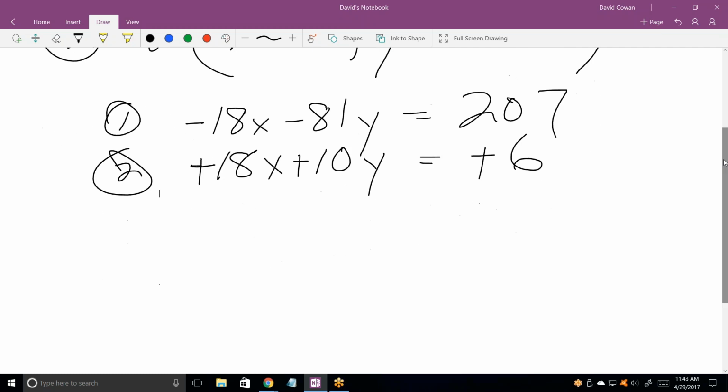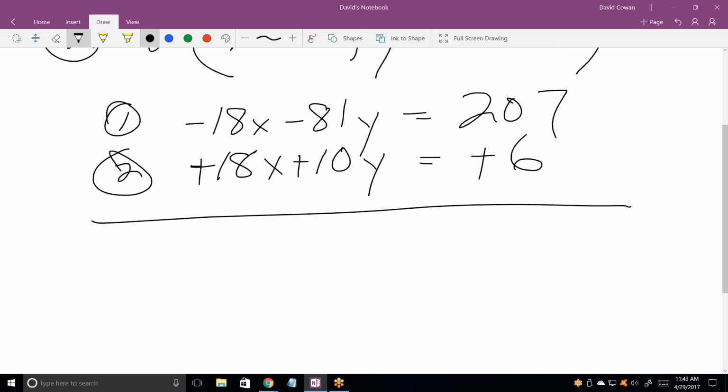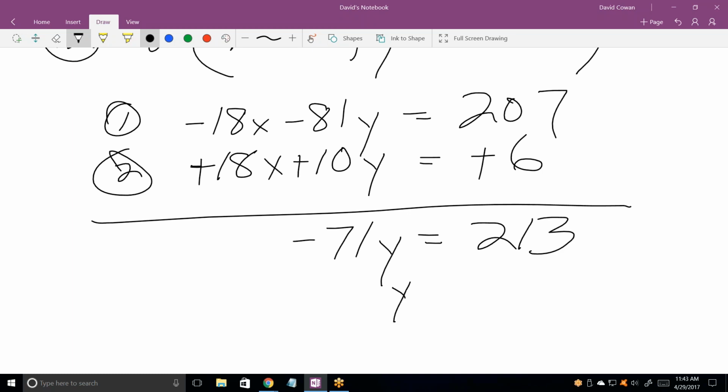Okay. So then you got negative 71y equals 206. In other words, 207. Right. Now I get to add these, and adding, like I said, always results in fewer mistakes. Oh no, you get 213. Which makes y equal to negative 3. 213 is perfectly divisible by 71.